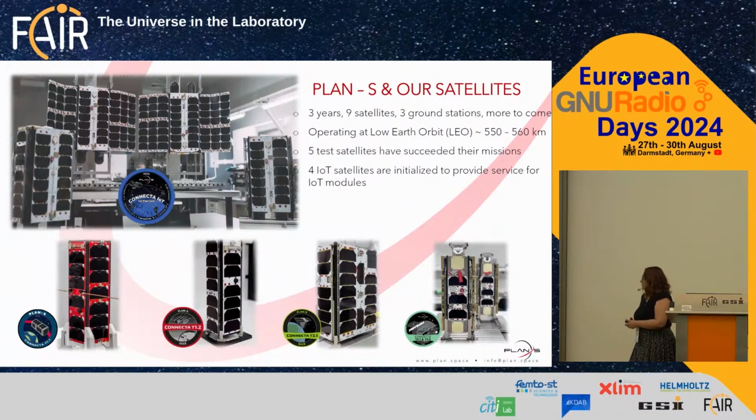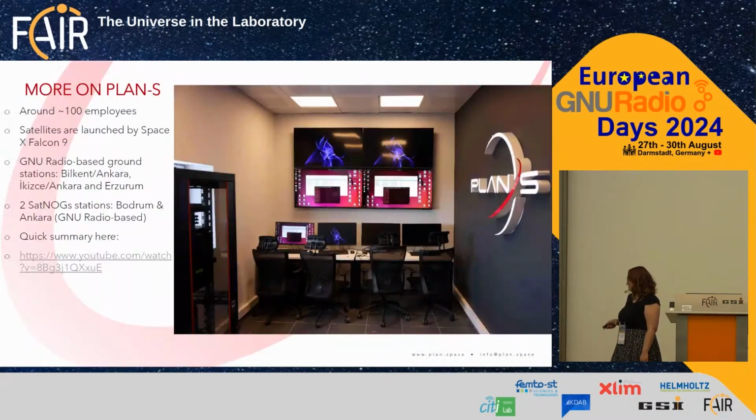So for starters, Planes Satellite and Space is a Turkish company. We were founded 3 years ago, and within 3 years we have successfully sent 9 satellites to LEO orbit. 5 of them were actually test satellites, and we sent them just to flex on our capabilities, learn how to do satellites. The ones at the bottom are our test satellites, and the ones on the upper corner are the 4 IoT satellites. Gizem will talk more about what we do with those IoT satellites.